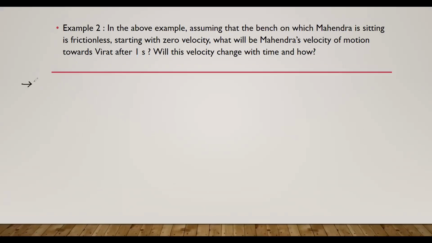Now example 2, see what is given. In our example, assuming that the bench on which the Mahindra is sitting is frictionless, the Mahindra starting with zero velocity, what will be the Mahindra's velocity of motion towards Virat after 1 second?